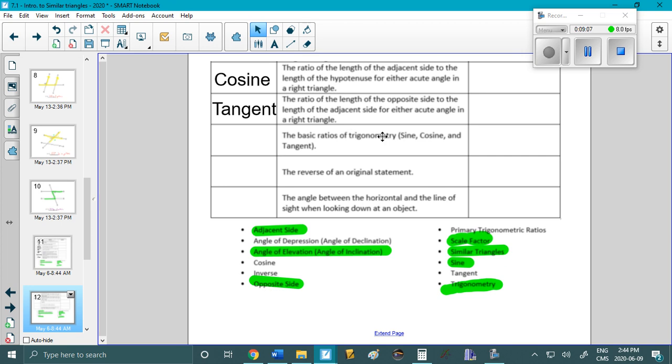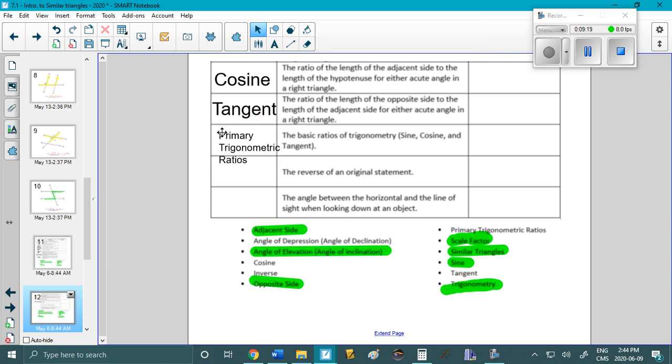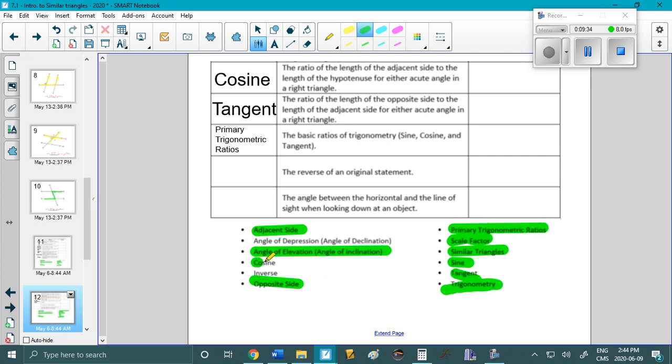The basic ratios of trigonometry, those are called the primary trigonometric ratios. And if you go on to 3U next year, you'll go beyond sine, cos, and tan a little bit. But if you don't, you'll only deal with the primary ratios. So let's go ahead and get rid of the stuff that we know. We did that one, we did that one, we did this one.